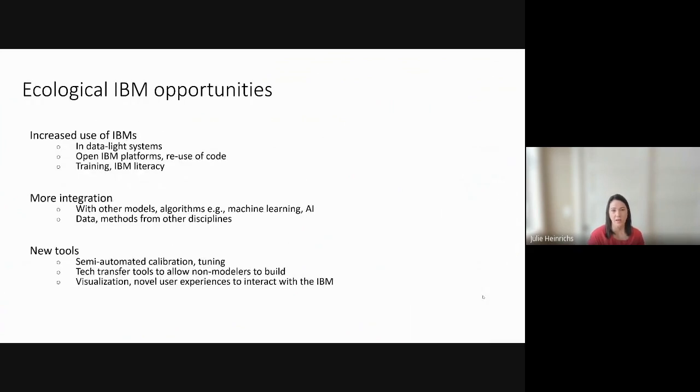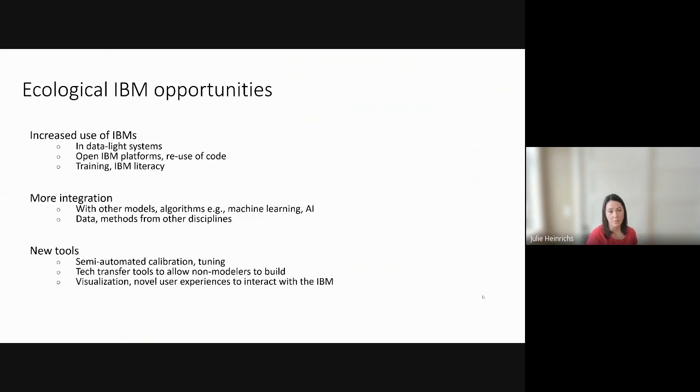And lastly, I thought I'd just note some of the hopes that I have for the future of this kind of modeling, and maybe some opportunities that you all would engage on or have other suggestions on. In general, I see the increased use of IBMs, not only in these complex systems, but in systems where we have very little information.